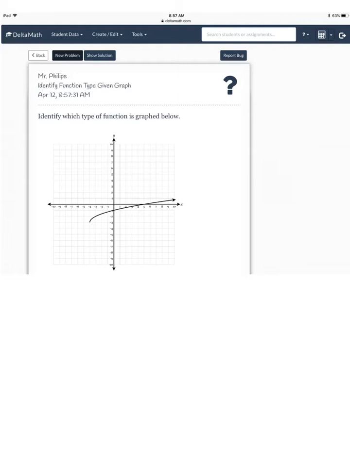So this one's our next one. And this one is a square root function. So this would be like square root of x. Now, the reason why this one has this ending point right here and there's nothing on the other side is because we have an equation, in this case looks something like this, square root of x plus 4 and then minus 3.